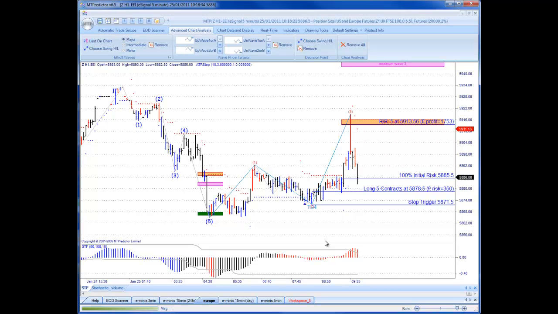That's why I've called it the Holy Grail, and that is why I look for this trade above and beyond anything else, and actually was the main reason MTPredictor was designed in the first place, to be able to identify these swings and be able to identify this particular trade setup for me. And as you can see, it's a real beauty.